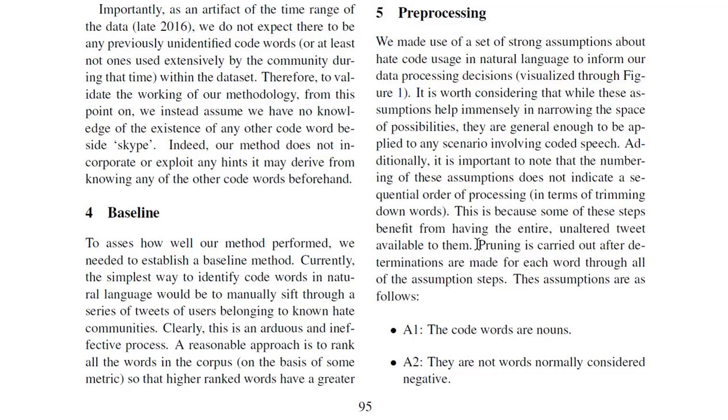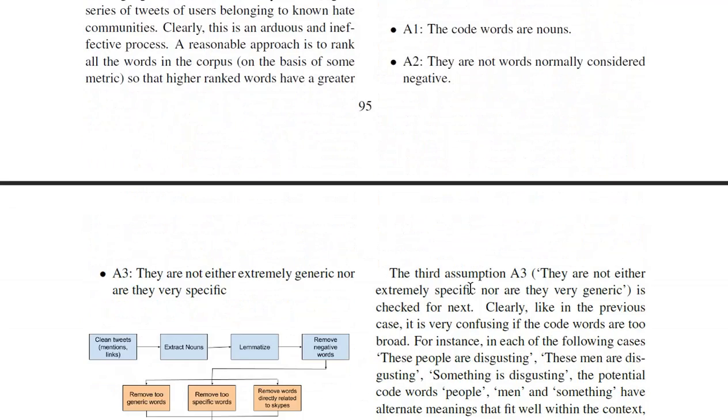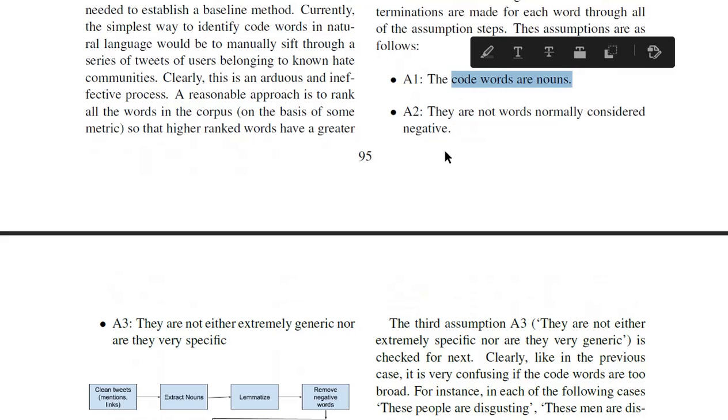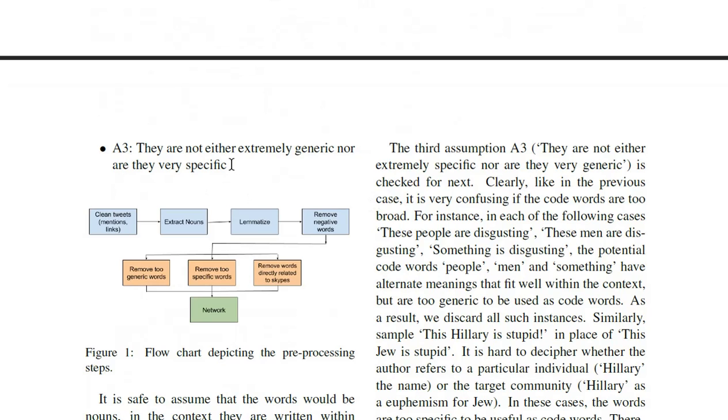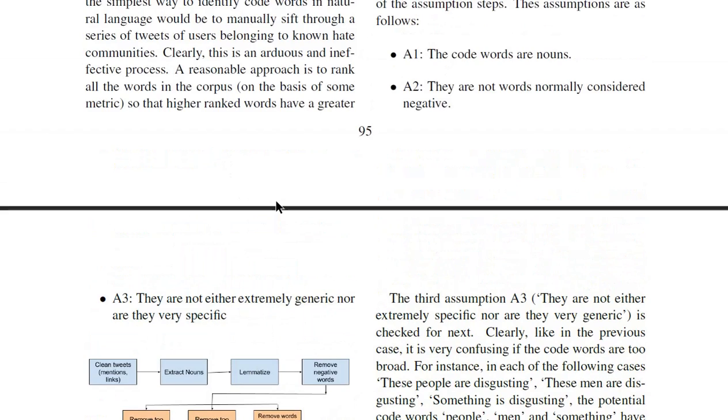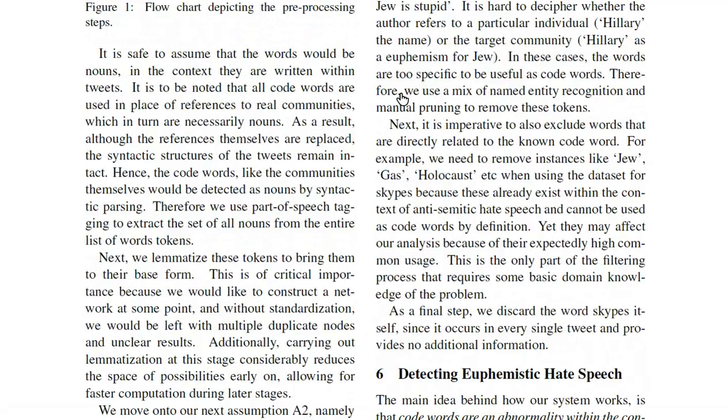Pruning is carried out after determinations are made for each word through all of the assumption steps. These assumptions are as follows. Assumption 1 is that the code words are nouns. Assumption 2, that they are not words normally considered negative. And assumption 3, they are neither extremely generic nor very specific. So all three assumptions are pretty fair, I believe.